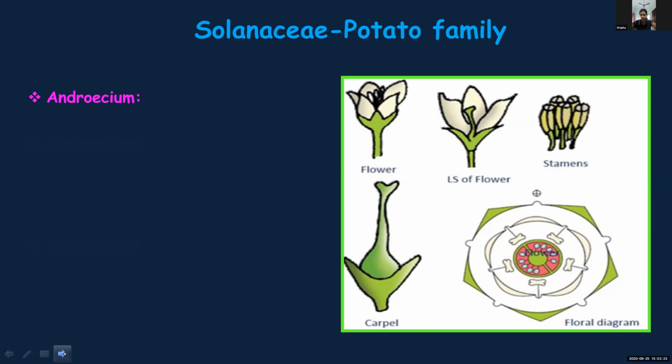Alright. Next is about androecium. Androecium consists of stamens. Stamens are also 5 in number. Epipetalous. What is epipetalous, Nevin? What is meant by epipetalous? What do you mean by epipetalous?